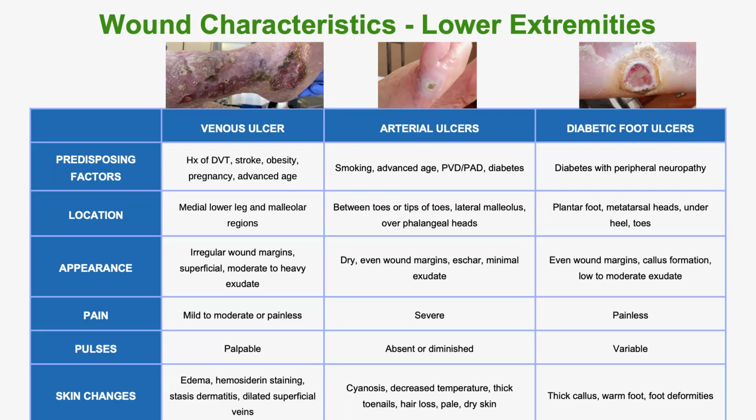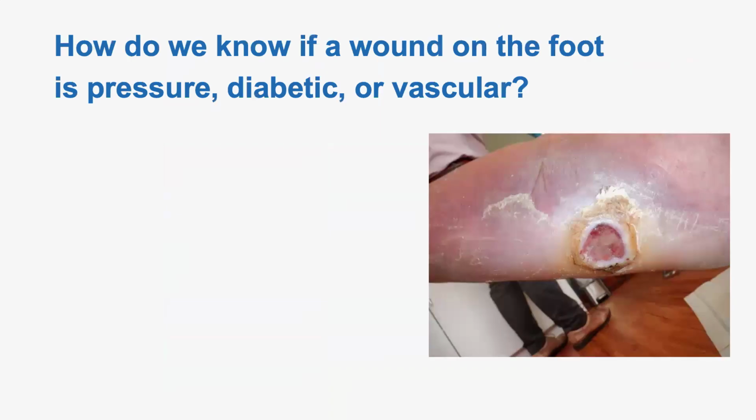Pulses are variable depending on the severity of arterial insufficiency. As for skin changes, you're going to see the callus around the ulcer. You could see a warm foot if you have Charcot's arthropathy, and you also see some deformities, like Charcot's foot or claw toes.